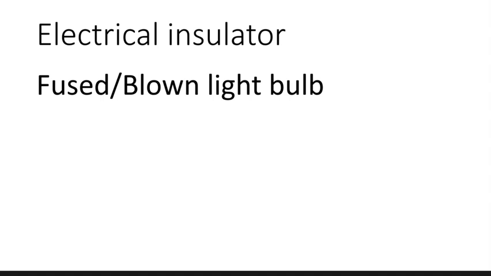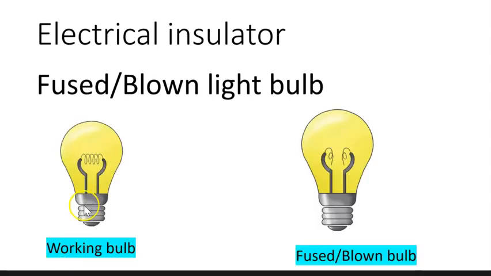Why is that so? Observe these two bulbs carefully. Can you see why the fuse or blown bulb is an electrical insulator? In the fused bulb, there's a gap here. The gap is actually the air. Because of the air here, this makes the fused or blown bulb an electrical insulator.